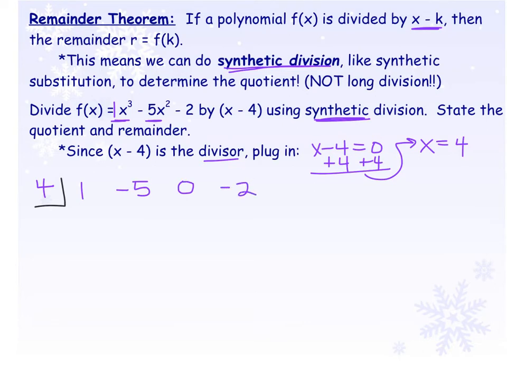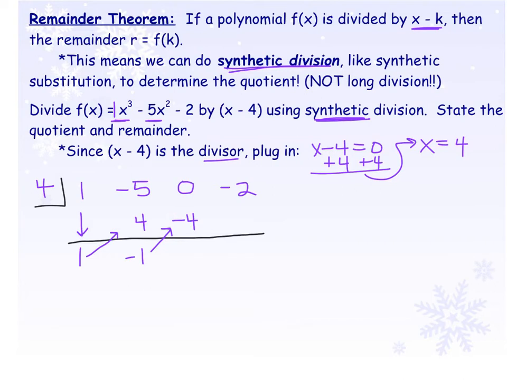This is the exact same process that we did with synthetic substitution. Draw your line down below with some room for work in between. Remember, the process for synthetic division matches up with synthetic substitution. Take that first coefficient and drop it below the line. Multiply that with the number in the corner, 1 times 4, and that's just plain 4. That goes in the next column. Negative 5 plus 4, we add them together. You get negative 1, drops below. Negative 1 on the bottom times 4 in the corner becomes negative 4.